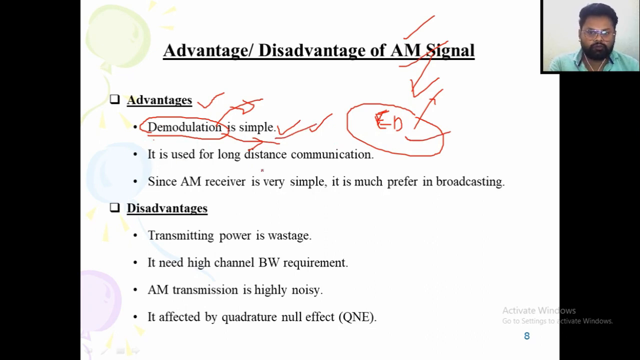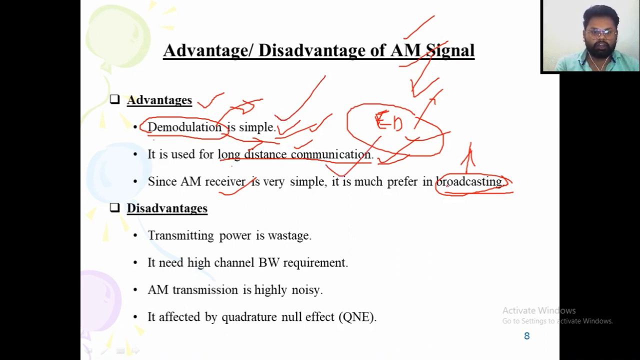Now the AM signal is used for long distance communications. This is the best advantage of the AM signal. As I said, on the receiver side, demodulation is very simple. So it is generally preferred for broadcasting. We have three advantages in AM signals: demodulation is very simple, long distance communication, and the receiver, that is the detection we use, is very simple. So AM is preferred for broadcasting, right?